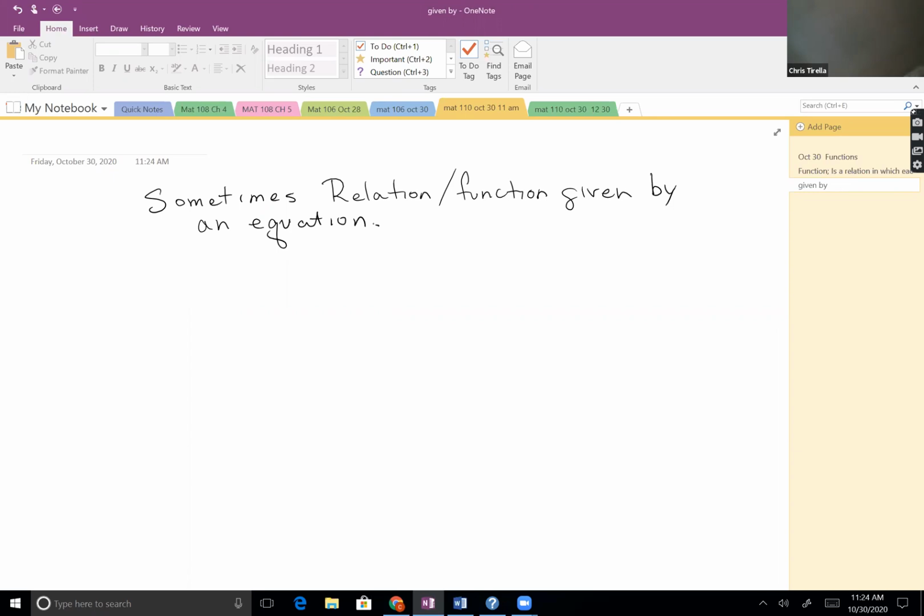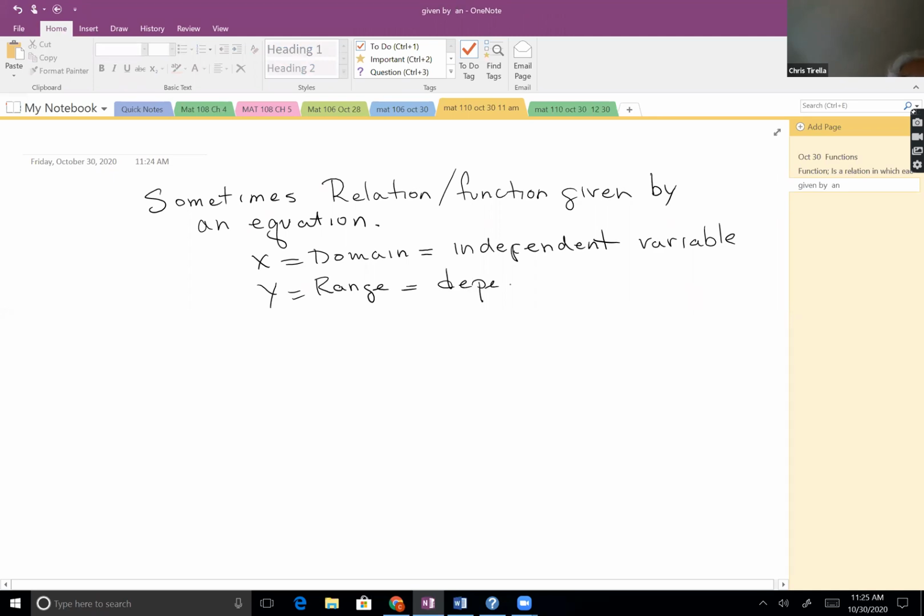If it's given by an equation, the x, which is from the domain, is called the independent variable. And the y, which is from the range, is called the dependent variable. It's because usually you pick x, you can pick any number that you want for x, and you put it in the equation to find y. So the choice of x can be any number, and y is what you get when you substitute that value in for x.